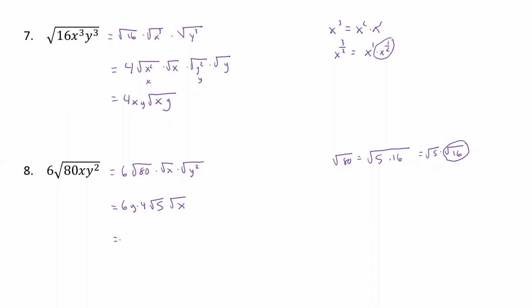And then our next line, we're going to put it all back together. So 6 times 4, well, that's 24. We still have y. Square root of 5 times the square root of x, that's the square root of 5x, because we can put them back together again. Okay.